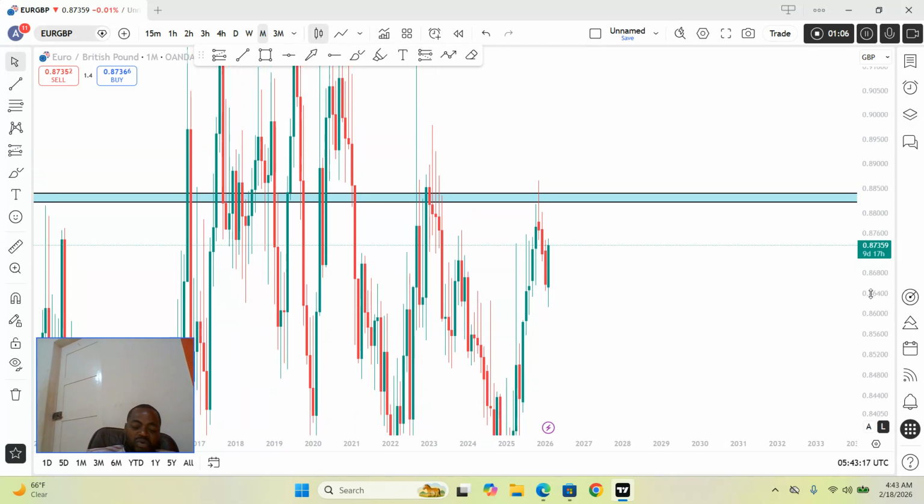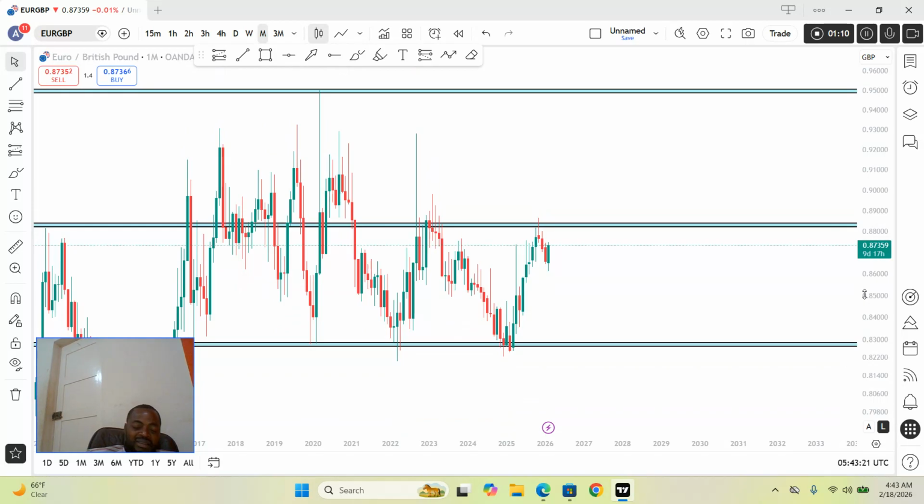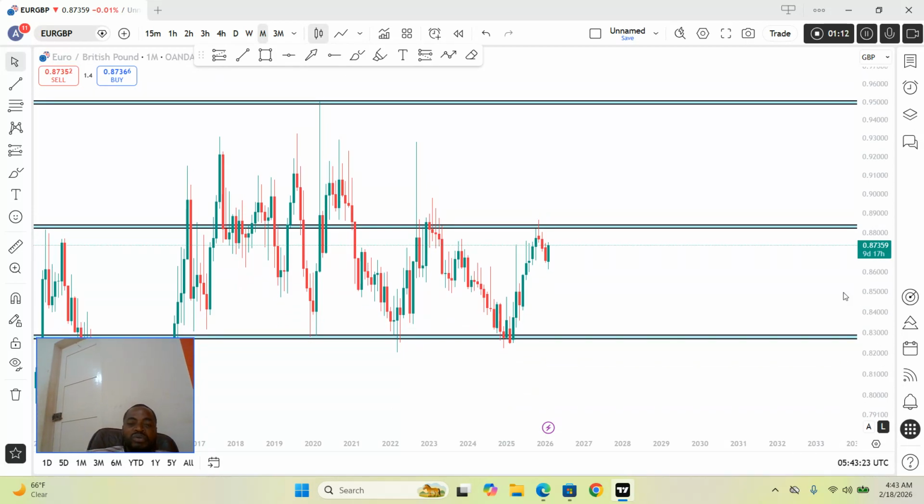And now this is the multi time frame. Now, what is happening in the multi time frame? Before I say anything, let me first of all show you the zones. These are the zones in this multi time frame. This is the monthly upper zone, this is the midway zone, and this is the lower zone.